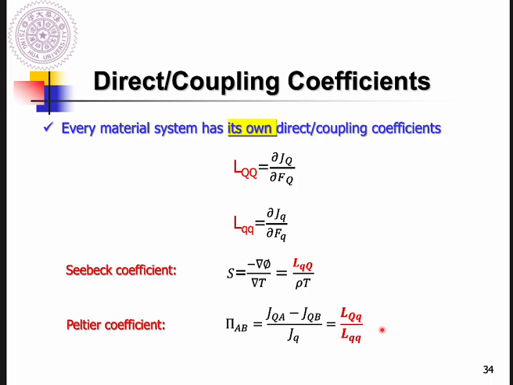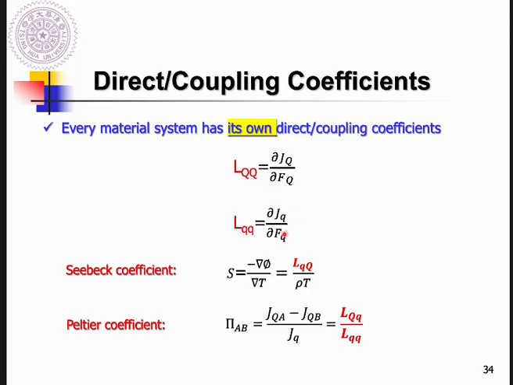So let's continue. The new thing you haven't learned before is what we call a direct or coupling coefficient. So what is a direct coefficient? It means that we have the same symbol here, right? The capital Q: F capital Q contributes to JQ, so we have the same symbol. We call it direct because the temperature gradient directly contributes to heat flow. This is a direct coefficient. This is also direct because we have the same symbol, small q: F small q contributes to J small q. The electrical potential gradient contributes to the current density.